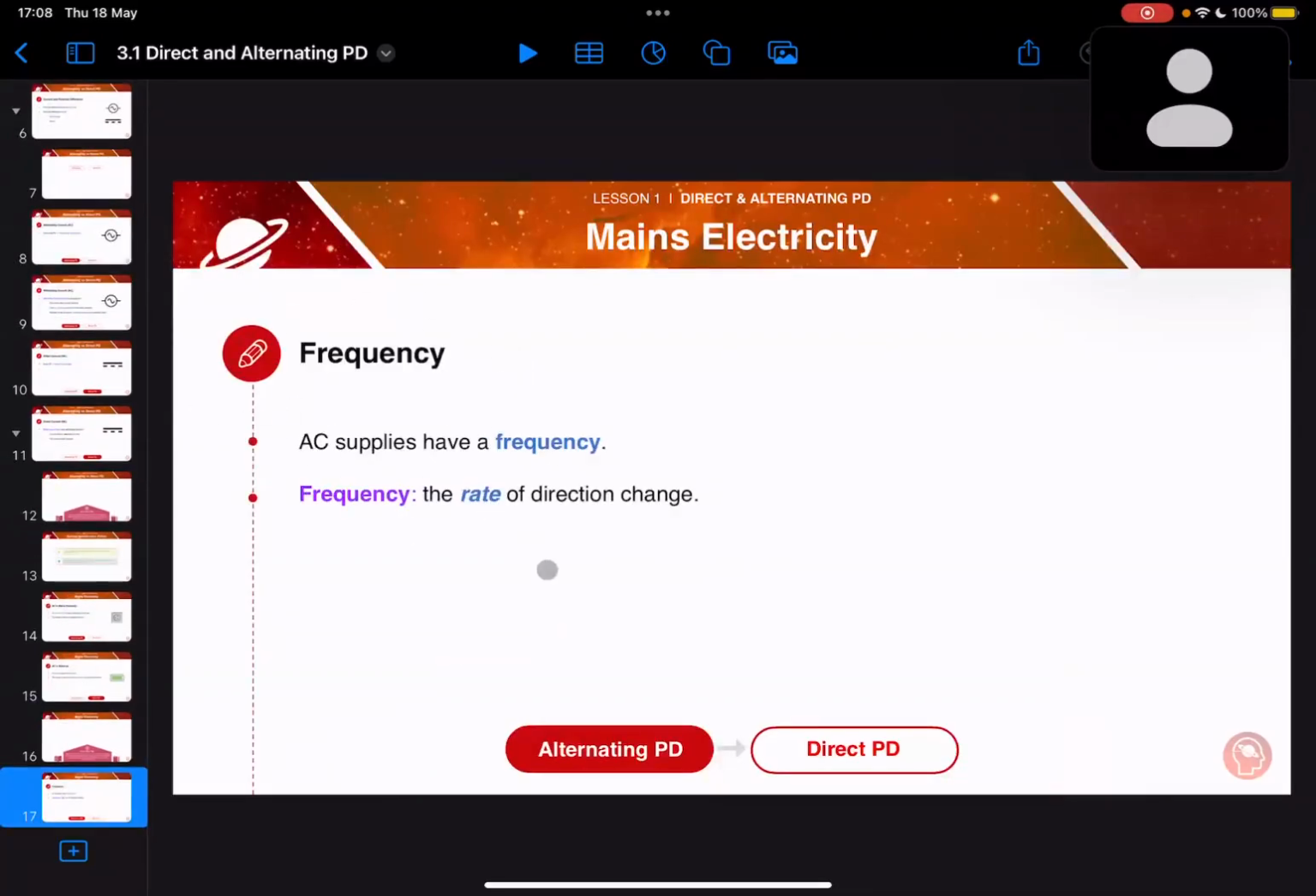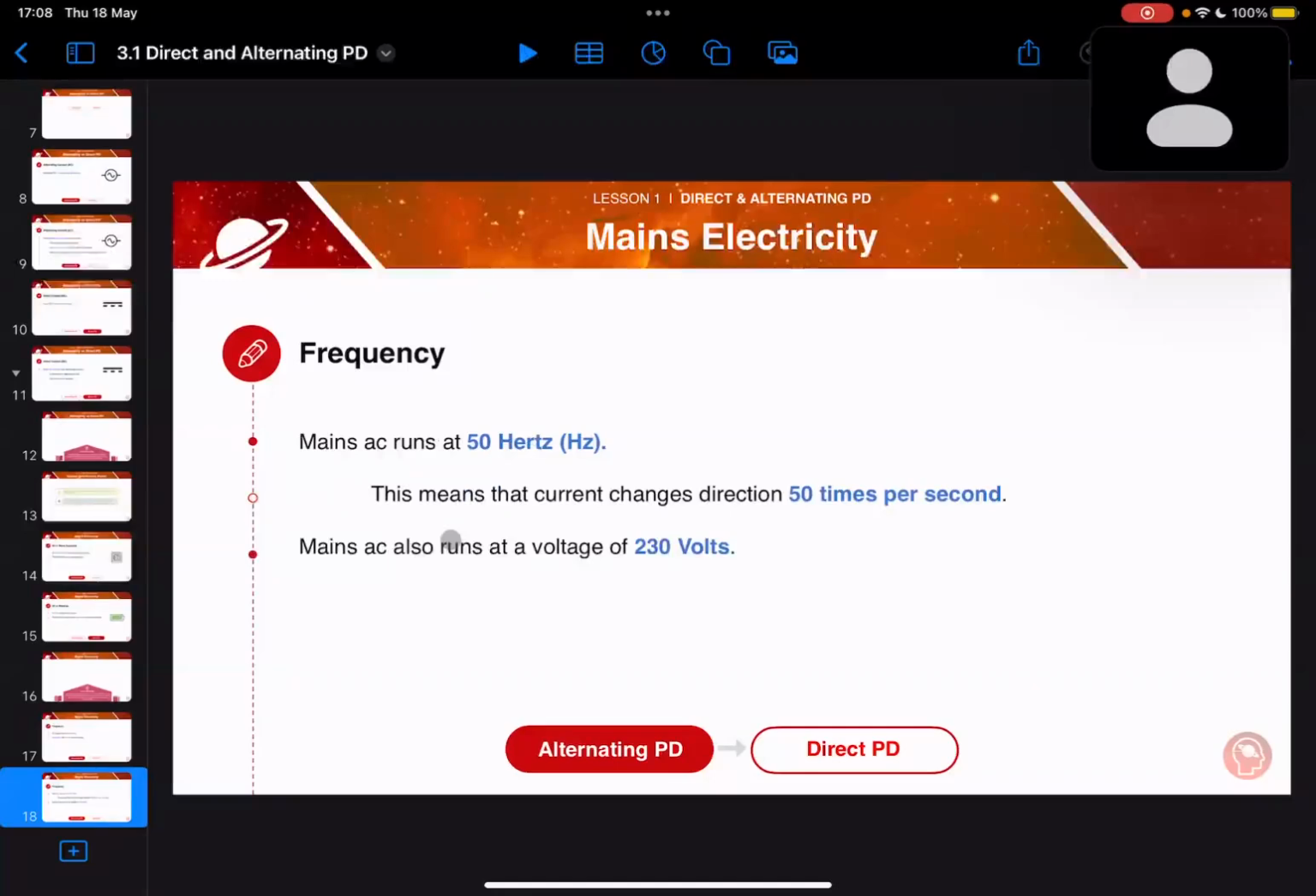We'll talk a bit about frequency as well. So what we essentially want to know is that AC, or alternating current, supplies also have a frequency, and that frequency is defined as the rate of direction change. So any frequency is of course the rate, but it depends on the circumstances at what rate we're talking about. So in this context, the frequency of an AC supply is the rate of direction change. So the mains that supply your AC, or alternating current, run at 50 hertz. And hertz, we've heard of hertz before. Hertz are the SI unit for frequency. Happy with that, everyone?